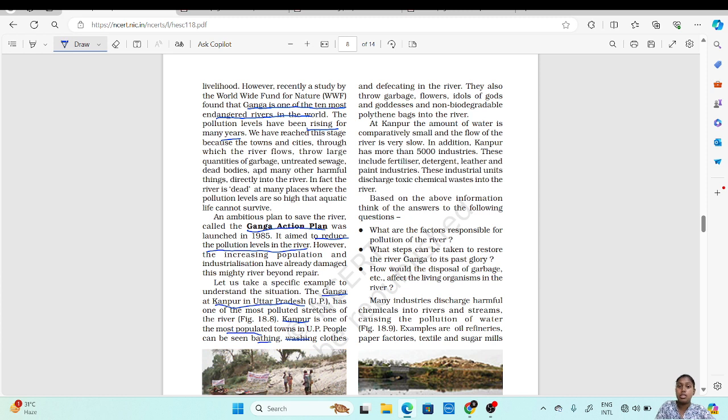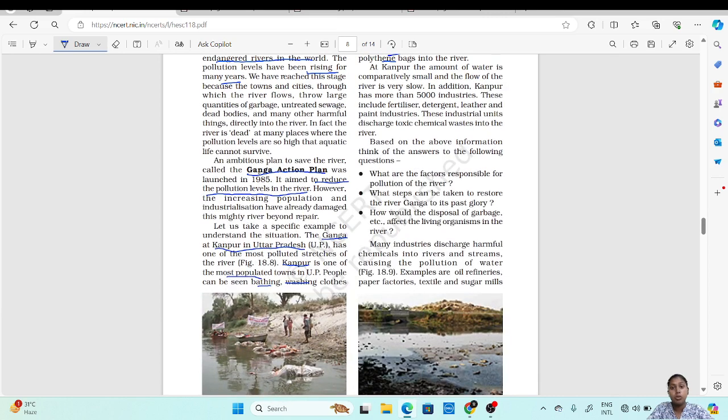It is also seen that, apart from washing, bathing, and defecating, people also throw garbage, flowers, and idols of gods and goddesses, and even non-biodegradable polythene bags, into the river, which pollutes the river.